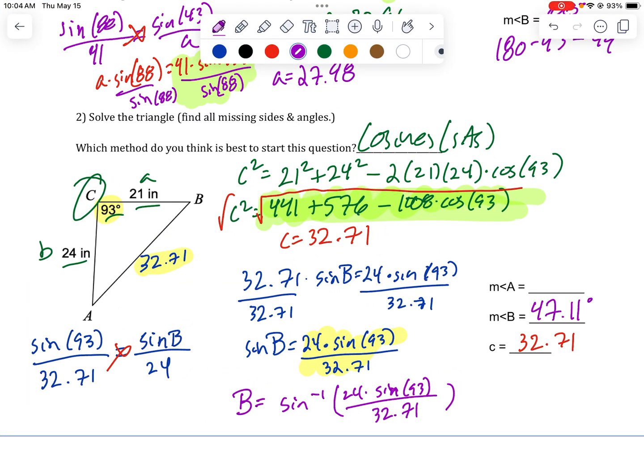So 47.11 degrees, and then I can just do 180 minus 93 minus 47.11 to get 39.89 degrees. Now, if you found angle A first using the law of sines, your decimals might be a little bit different, but that's all right. I'm sure it'll be about the same. All right.